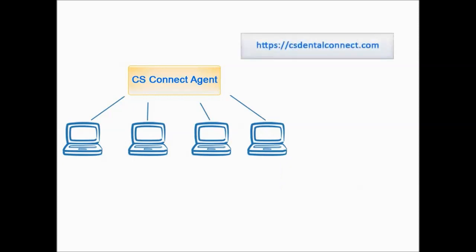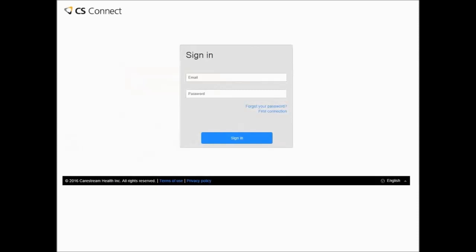To begin downloading the CS Connect agent, open an internet browser and access https://csdentalconnect.com. The CS Connect webpage is displayed. Your SSO is the email address and password used to register your Carestream products. Enter your SSO email and password and click Sign In.